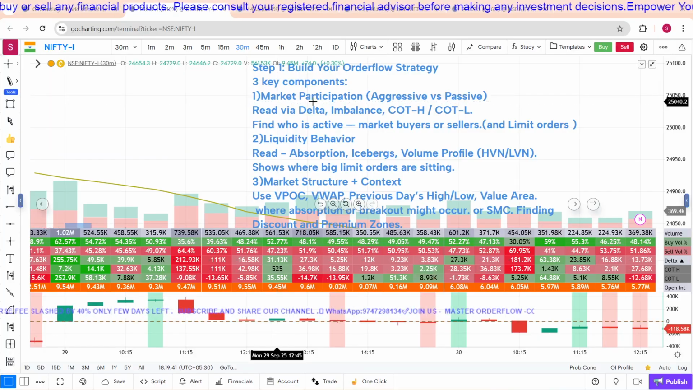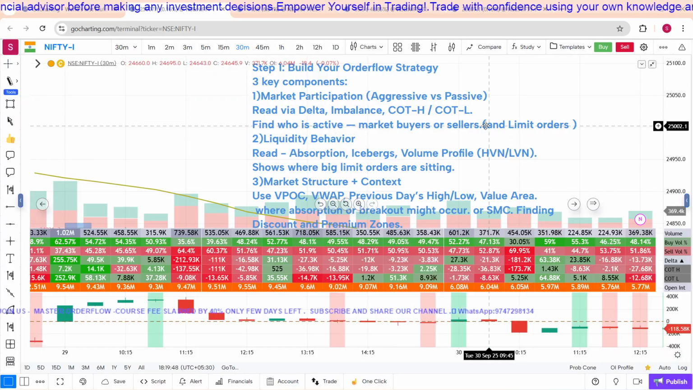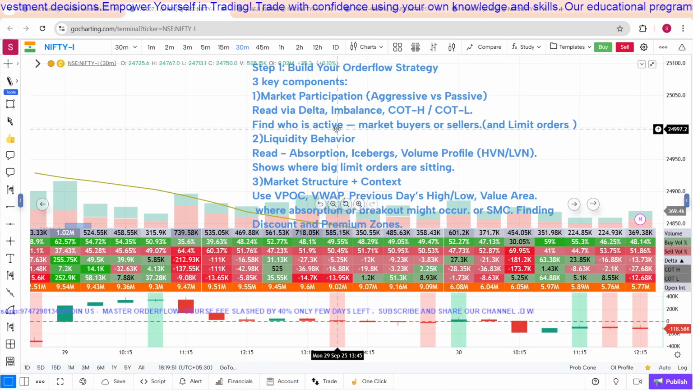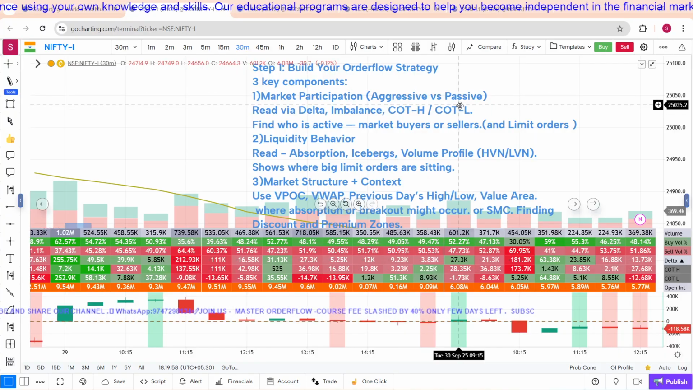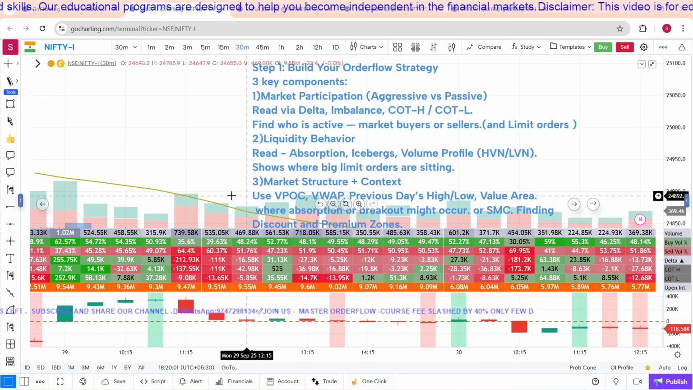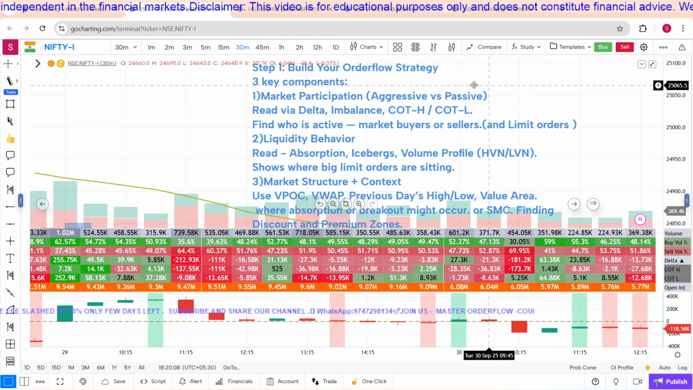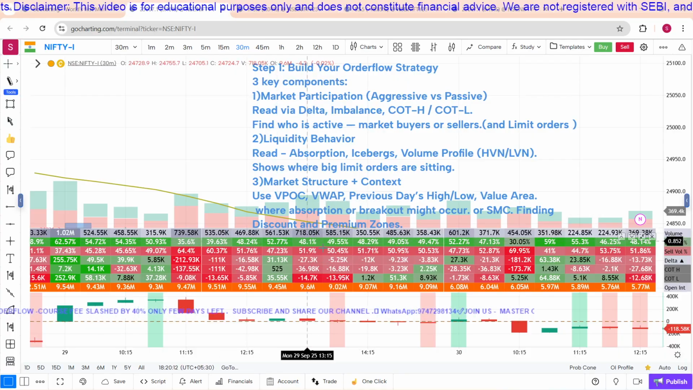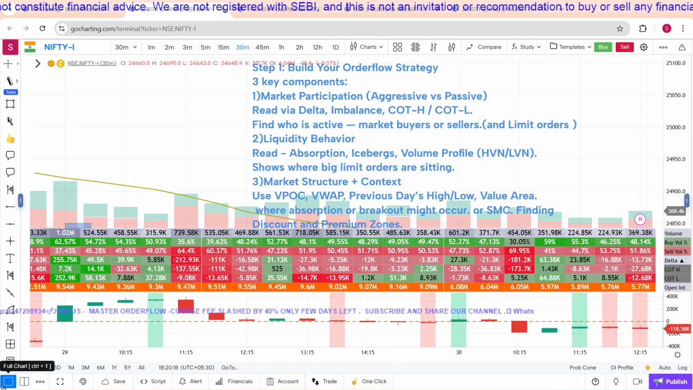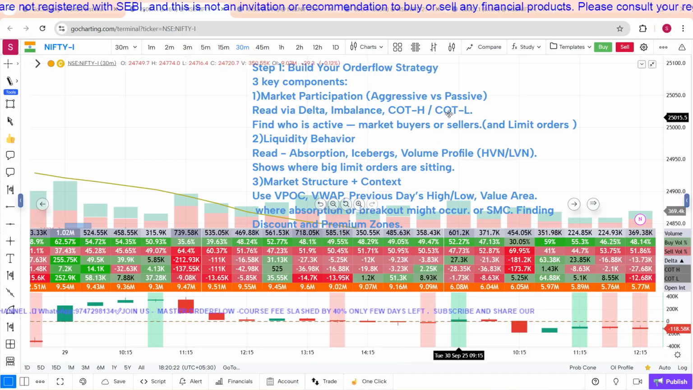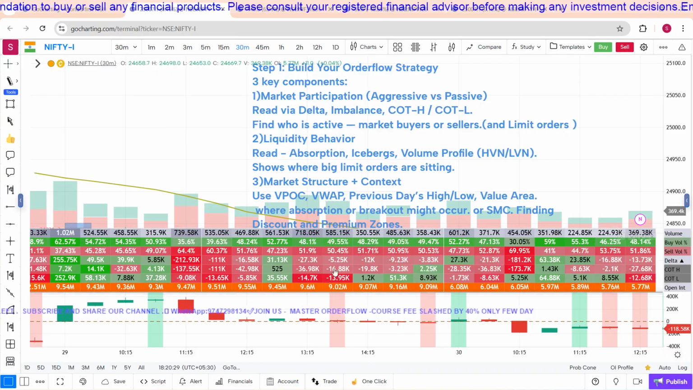The first one is market participants who are actively participating in the market. In this market participation, the traders may be divided into two categories: aggressive traders and passive or limit traders. For analyzing these aggressive traders and limit traders, we need to read the delta, imbalance, COT-H and COT-L. By reading these four elements, we can easily identify the market participants in each of these candles.